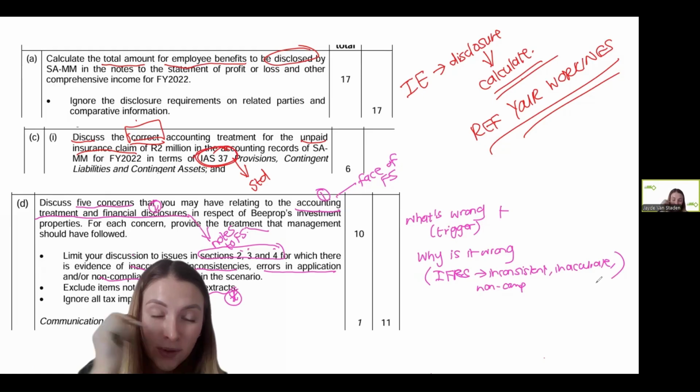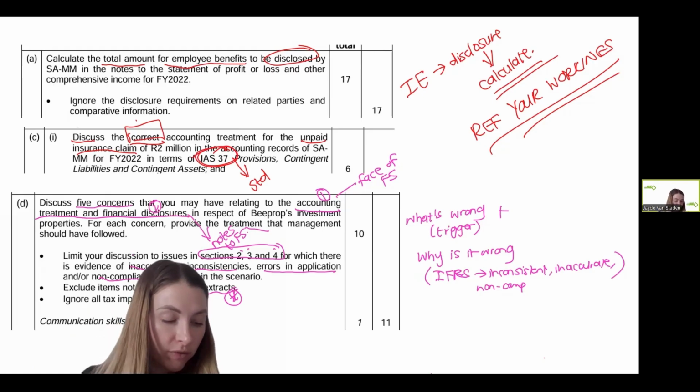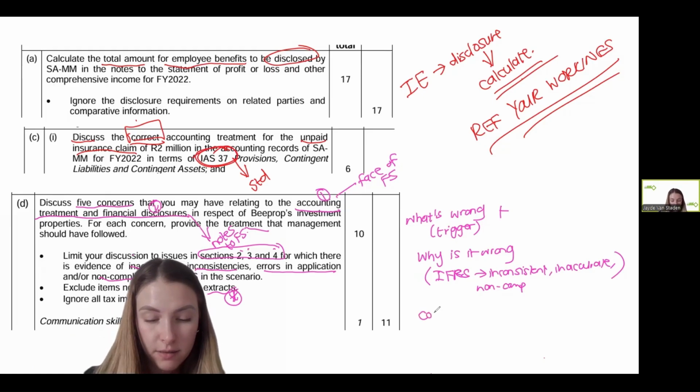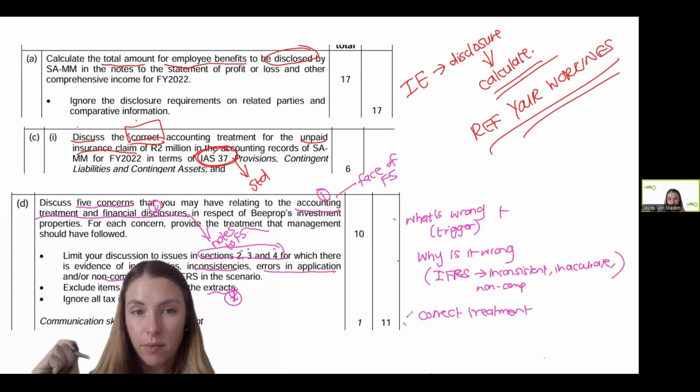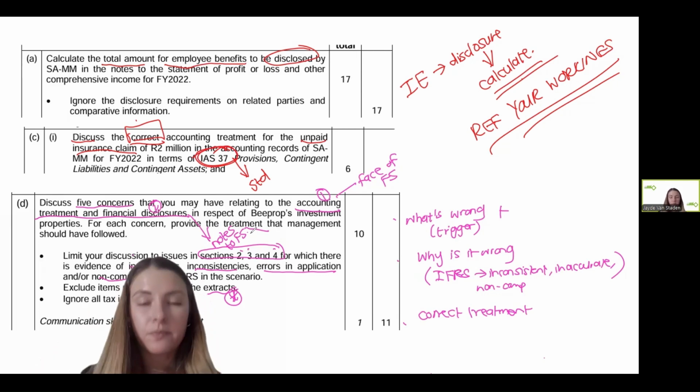And then what else? We also have to provide the treatment. Okay, so a lot of people will forget this very, very key piece. So what's wrong? Why is it wrong? And what is the correct treatment? And that is because they've asked us to provide the correct treatment.